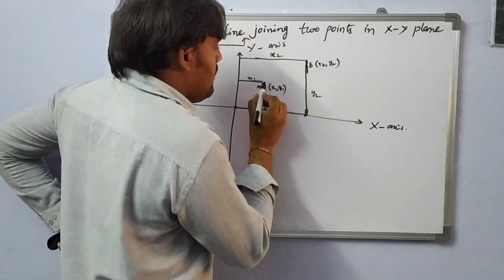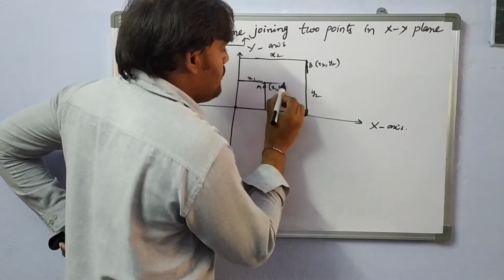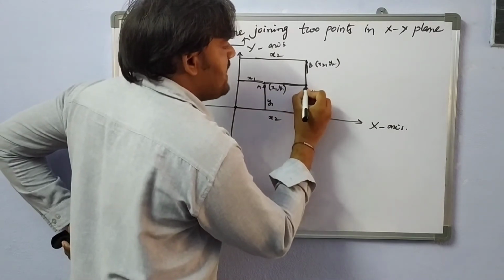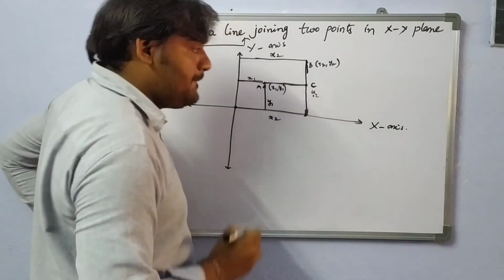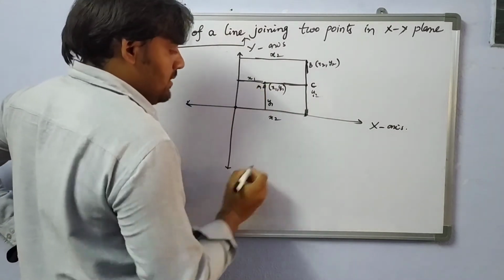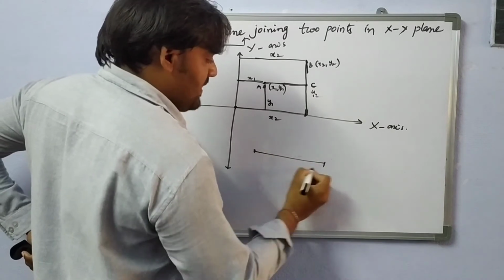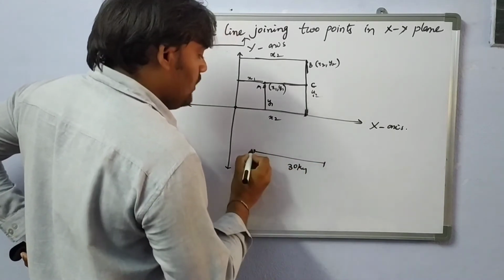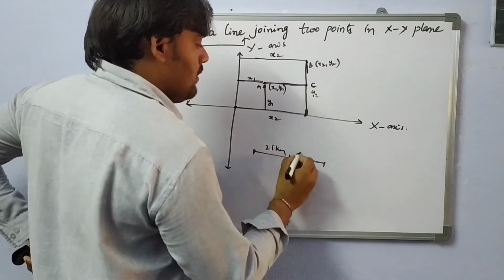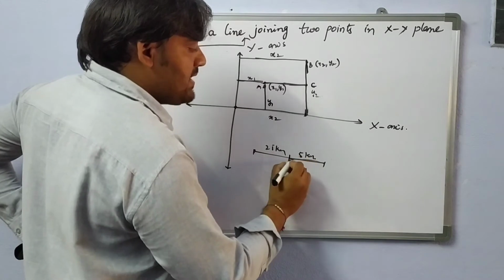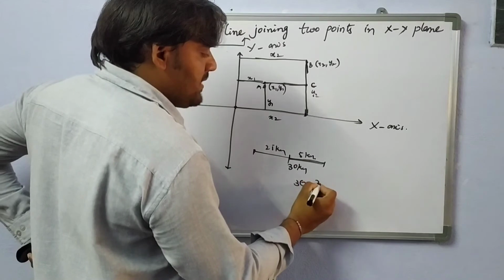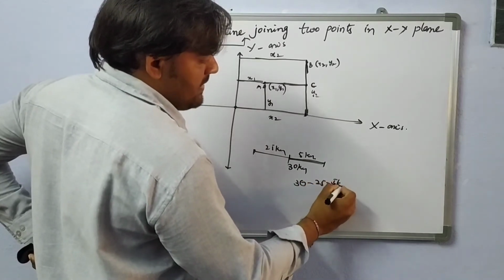Now you have to extend x1 up to y2 like this. Name this one as C. From here to here is x2, here to here is x1. Suppose from here to here is 30 kilometers and from here to here is 25 kilometers. Then what is the length of this one? 5 kilometers. How can you get this 5 kilometers? You need to subtract 25 from 30. 30 minus 25, that is 5 kilometers.